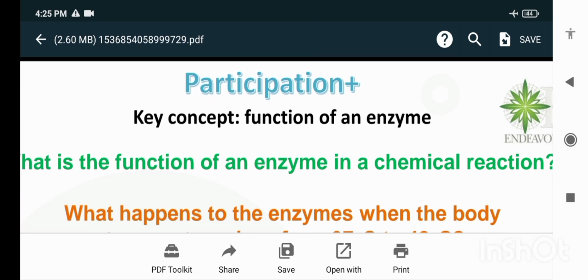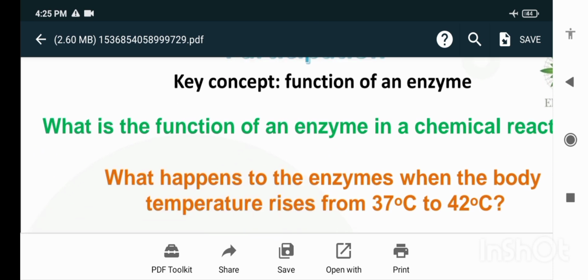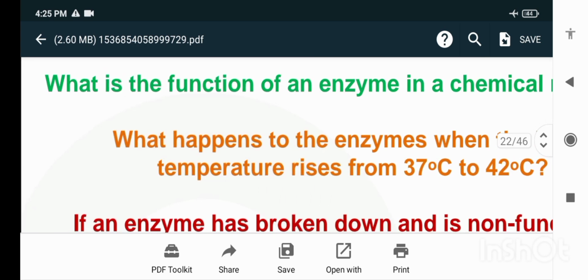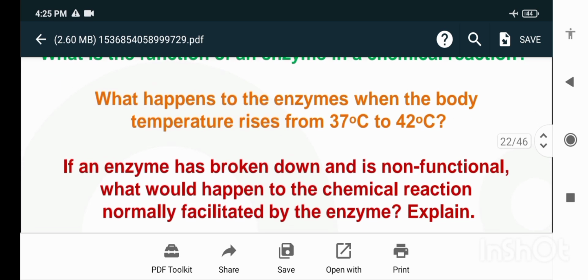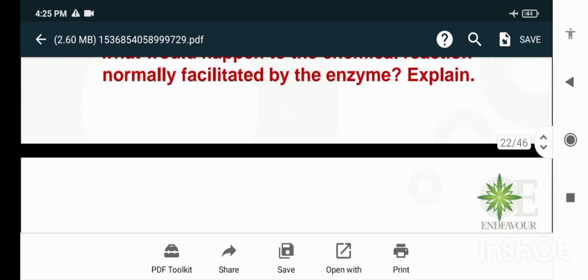Key concept: function of an enzyme. What is the function of an enzyme in a chemical reaction? What happens to the enzyme when the body temperature rises from 37 to 42 degrees Celsius?